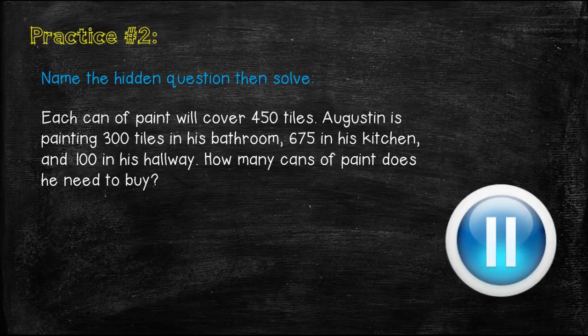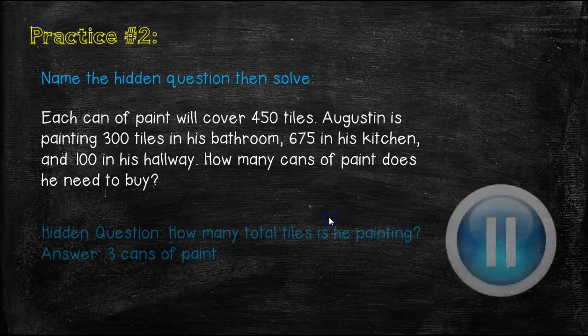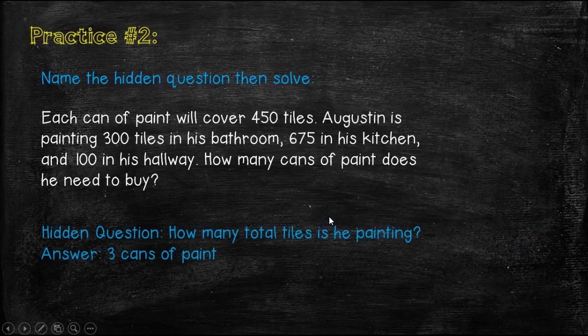All right, we're coming back with practice problem 2 and the answers. The hidden question is, how many total tiles is he painting? And our answer is 3 cans of paint. If you didn't get that answer, go ahead and pause the video and go back and rework your problem.